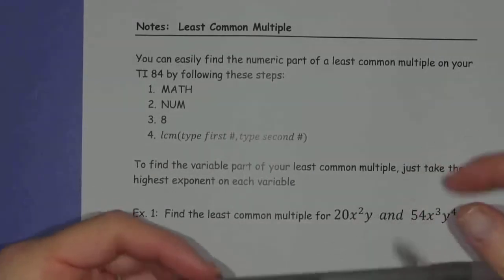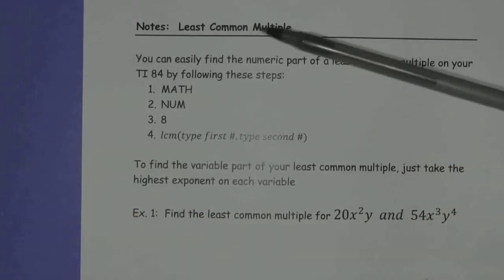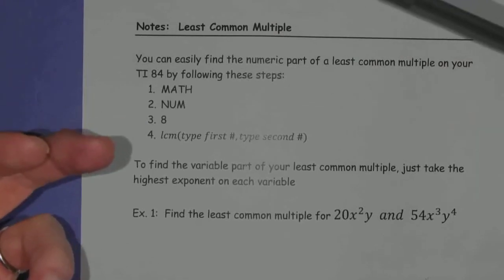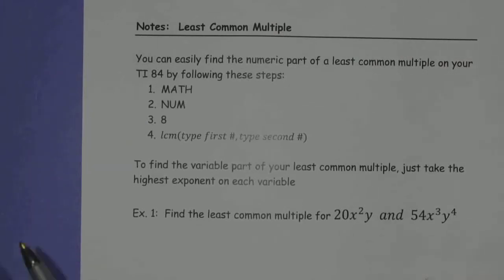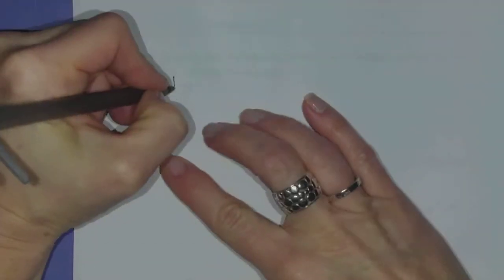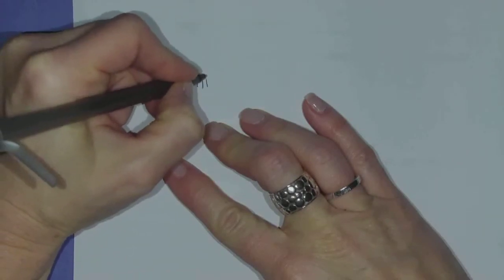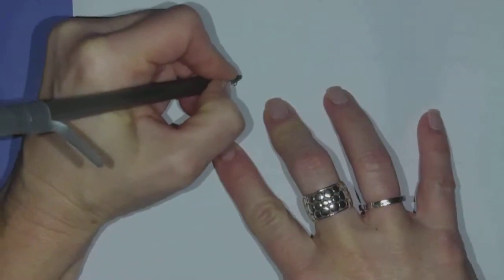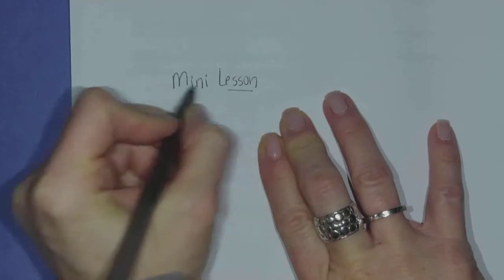So we're going to be adding some x's and y's and letters into our LCMs, but it's not that much harder than what you did in elementary school. So before we start into our notes here, I actually want to do sort of a mini lesson. I'm just going to call this a mini lesson. You could actually write this on the back of your note sheet if you'd like to.